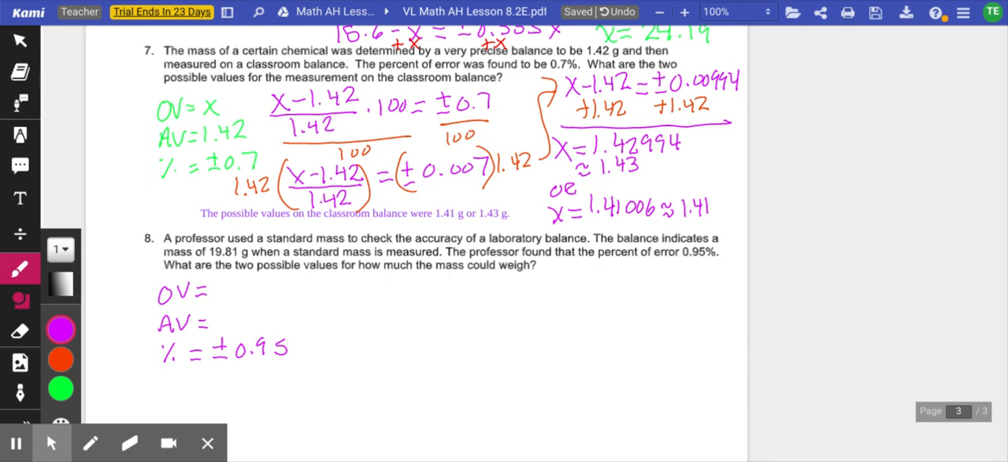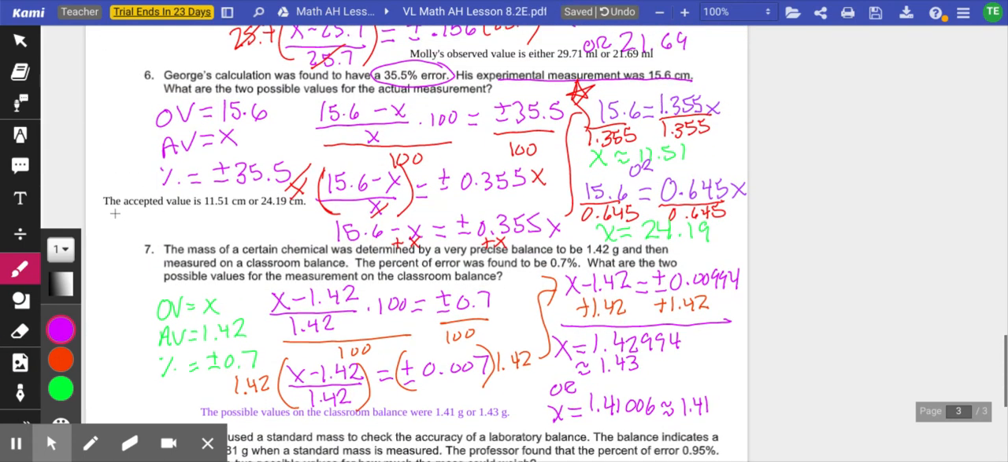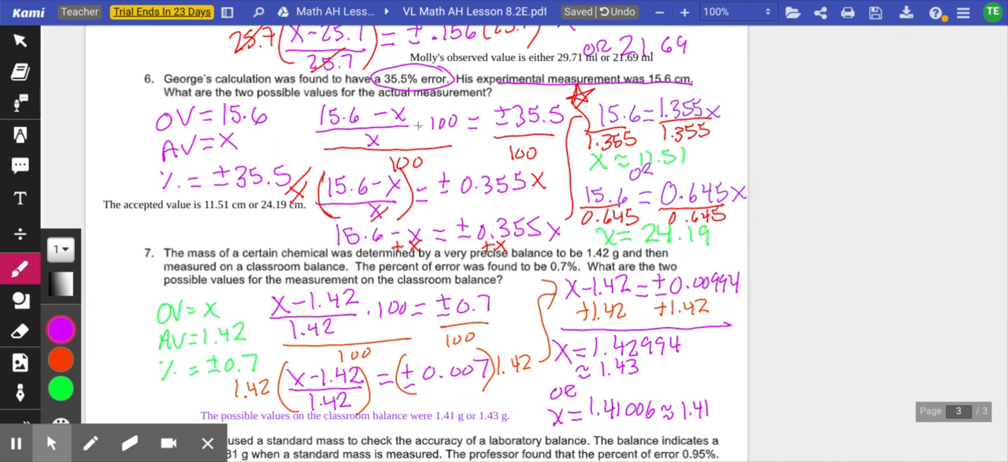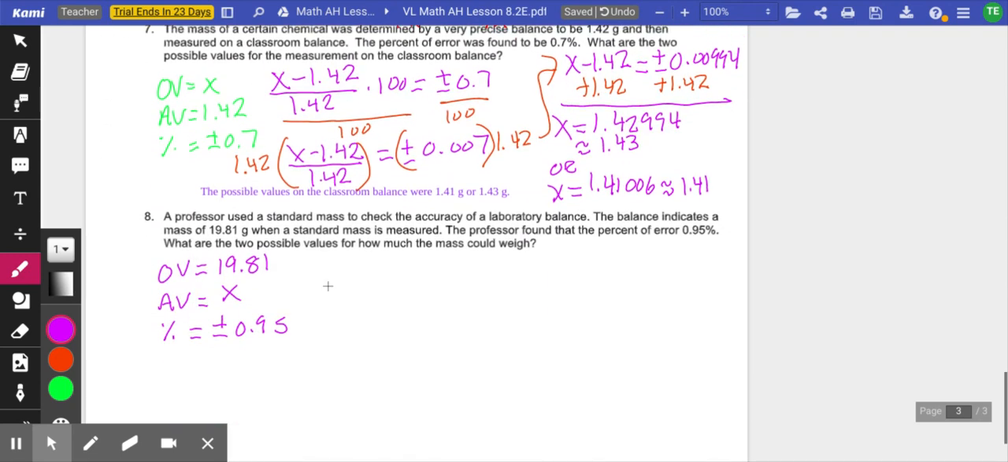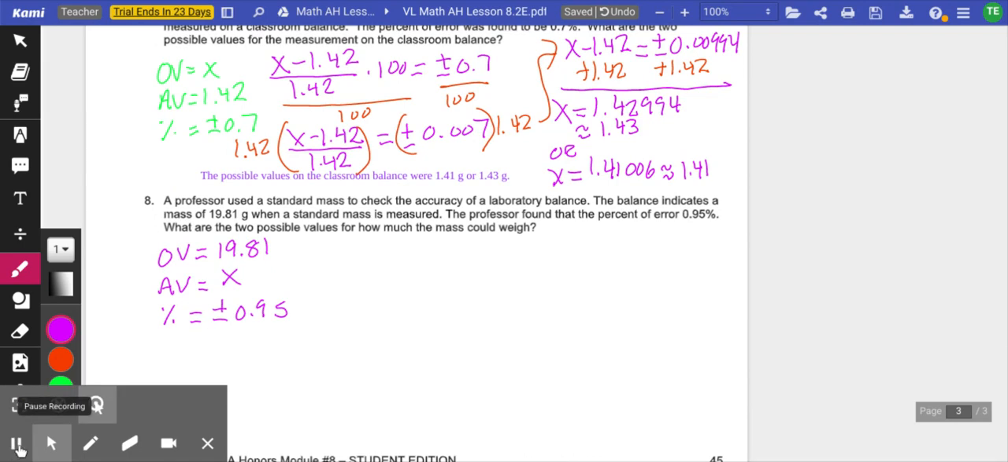So here, he's checking the accuracy of the laboratory balance. Okay, so that's the observed value. So here, the observed value is 19.81, and he wants to know what the actual value is. So this is the hardest type of problem. So you want to go back and study number 6 and try number 8, see if you can do it, and then check your answer.